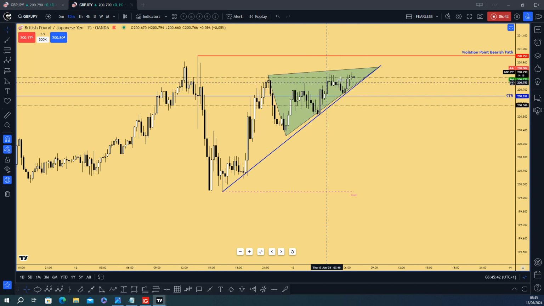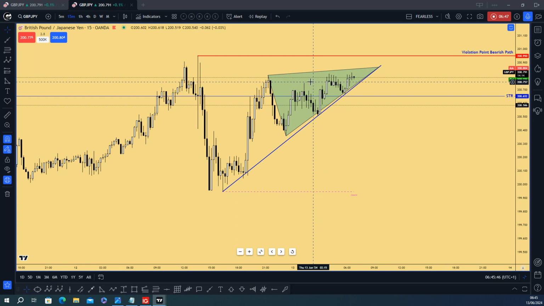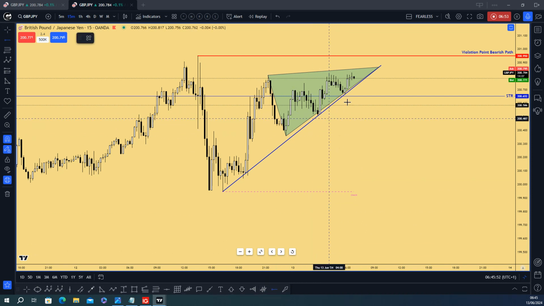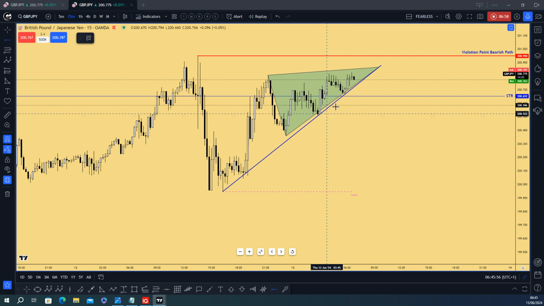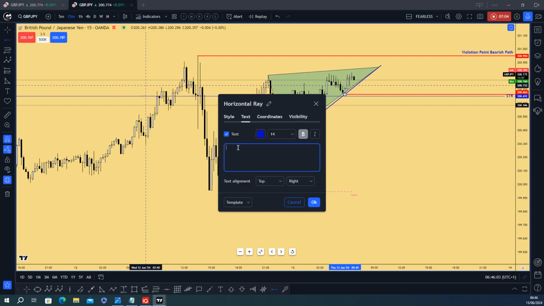A break below here. Let me look at this. What I would like to do is use a two level break. If we break here, that will be the first break, and this will be the second break. So we can start to get involved below here. So I'll call this break one.